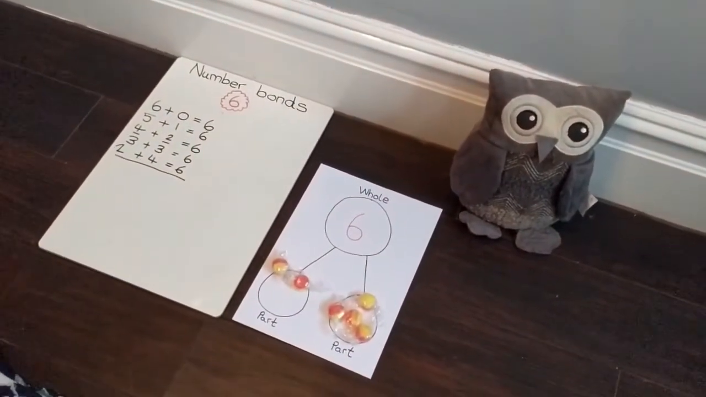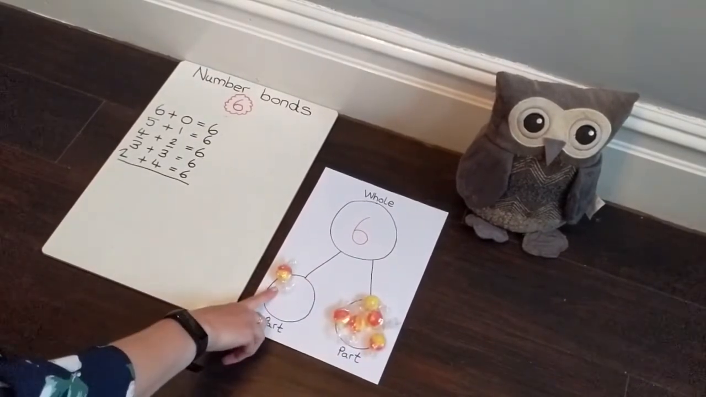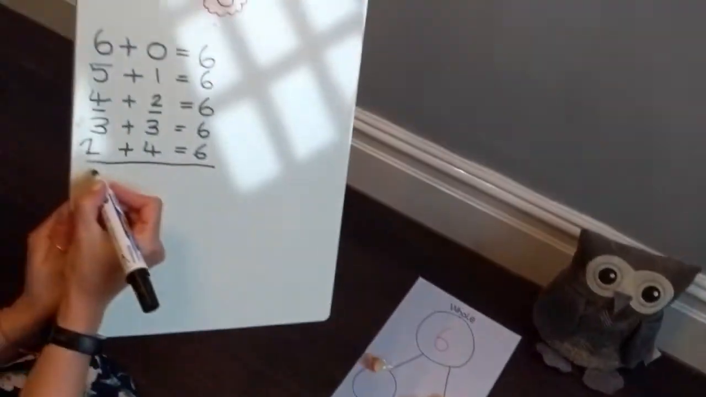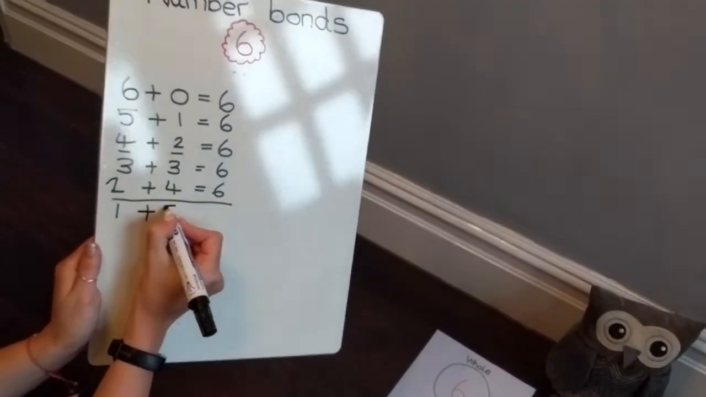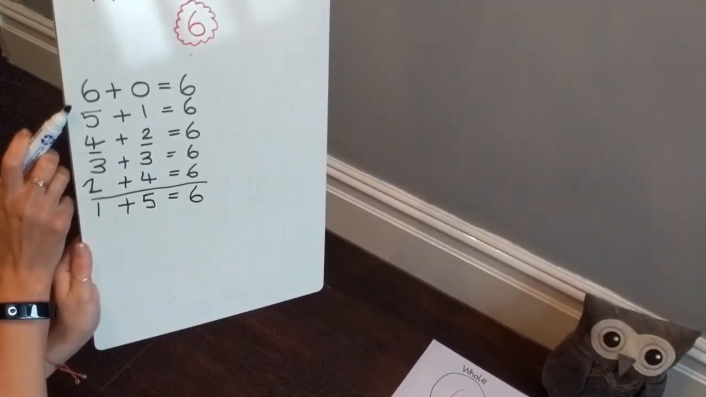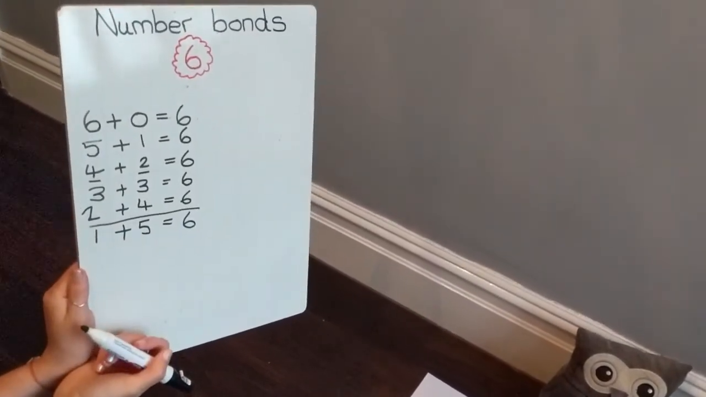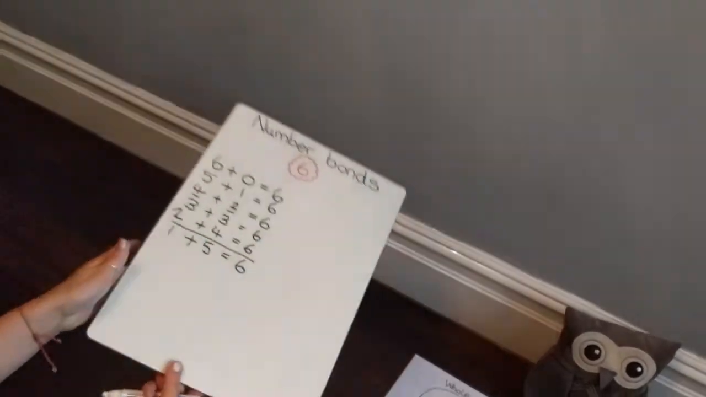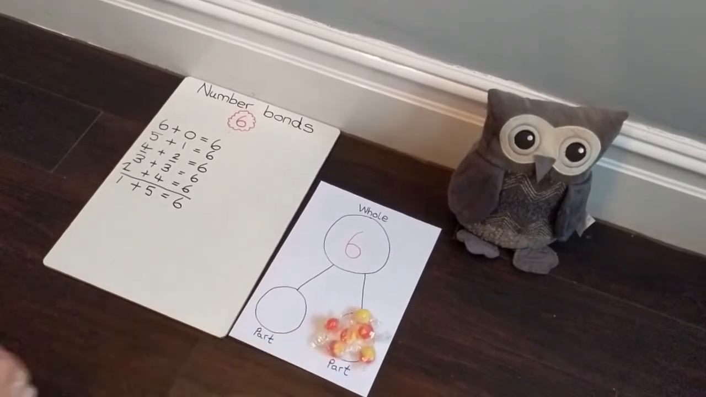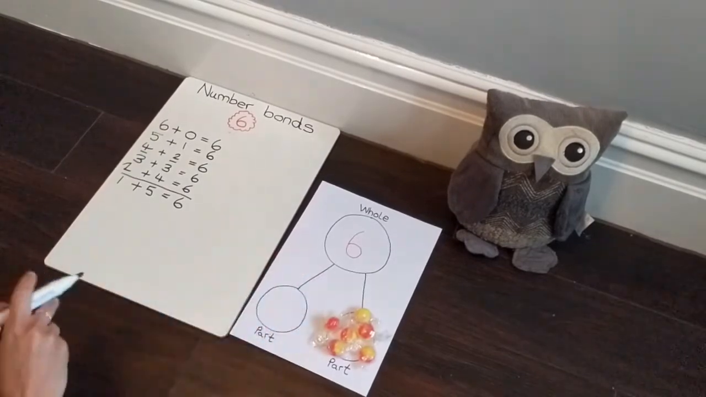Let's finish finding all these number bonds to 6. If we move this sweet across to here, we now have 1 add 5 equals 6. Let's put that one on our board. 1 add 5 equals 6. Again, very similar to this number sentence here, where 5 add 1 equals 6. We've swapped our 2 parts around to have 1 add 5 equals 6. I think you know which number sentence is coming next. If we move our last sweet across into the other part, we now have 0 add 6 equals 6.